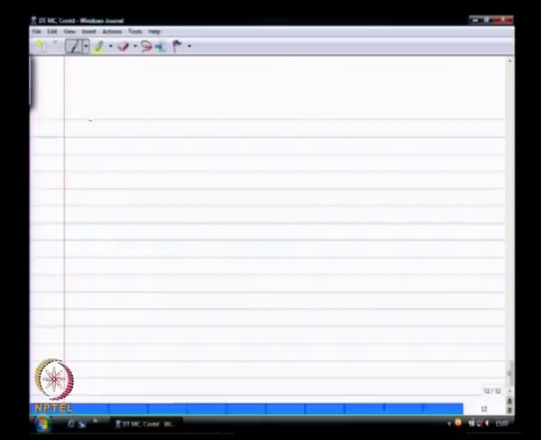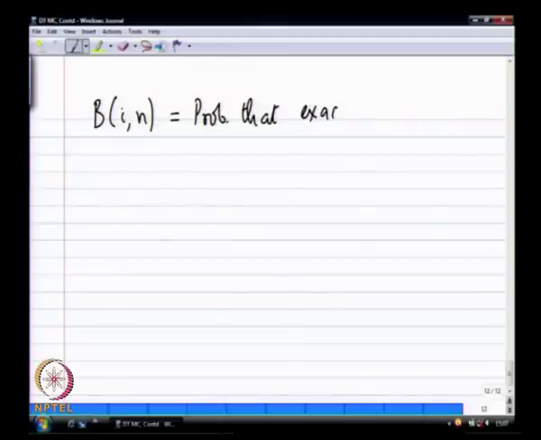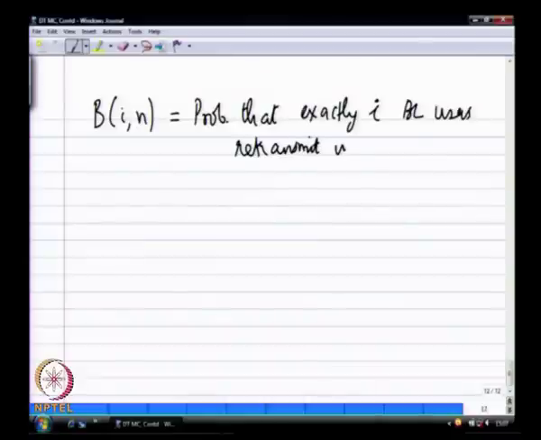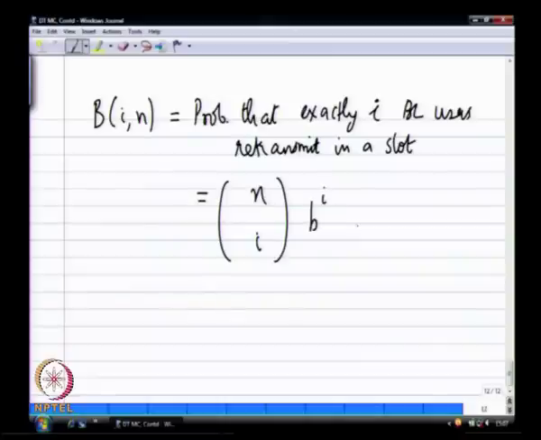Now let us look at the backlogged users, with the same philosophy. This is the probability that exactly i backlogged users retransmit in a slot, and that is again n choose i. We defined B as the probability of retransmission. So B to the power i, 1 minus B to the power n minus i, where i goes from 0.